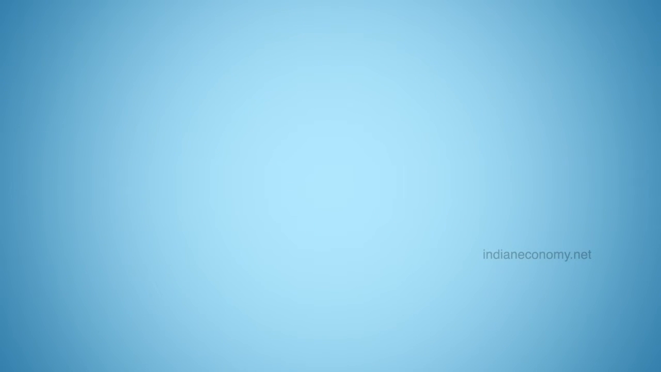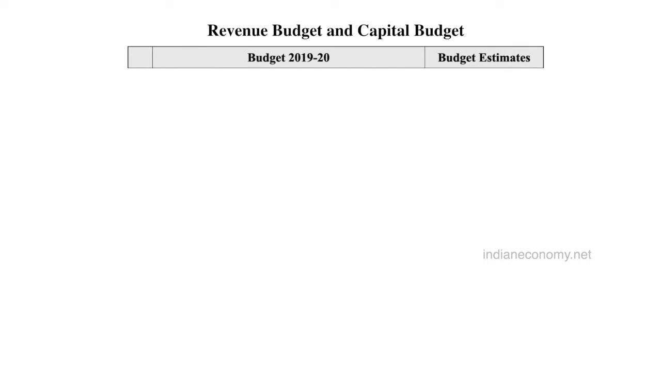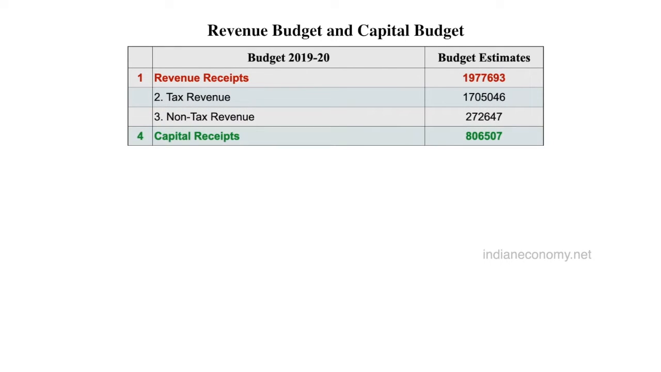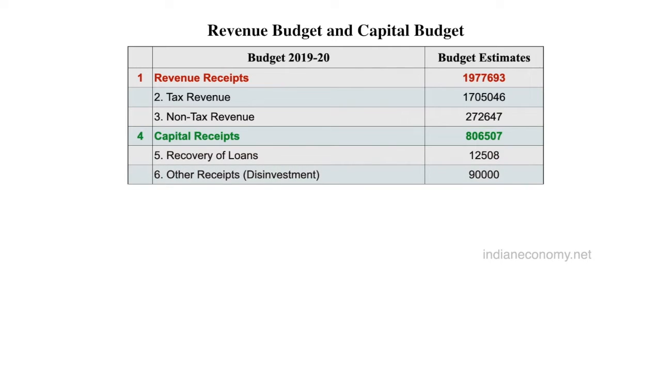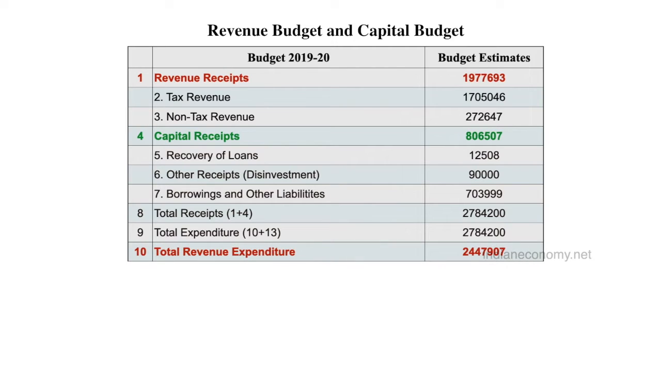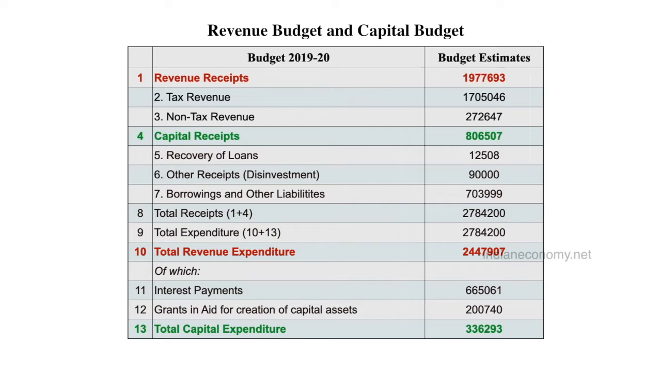Remember, if you are understanding budget 2019-20 or any other budget, you have to understand the classification of revenue expenditure, revenue receipts, and capital expenditure and capital receipts. Going through the table, you can see that item number 1 shows revenue receipts, whereas item number 10 shows revenue expenditure. On the other side, item number 4 shows capital receipts, whereas item number 13 shows capital expenditure. So the budget's expenditure and receipts are divided into 2 under the revenue budget and the capital budget.